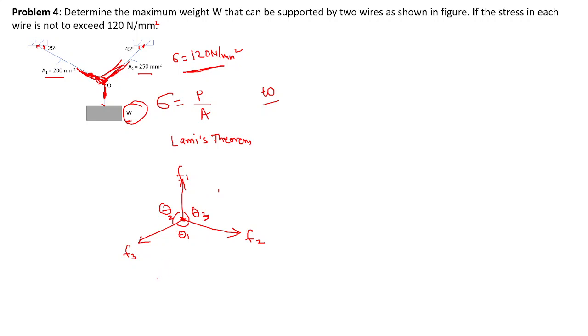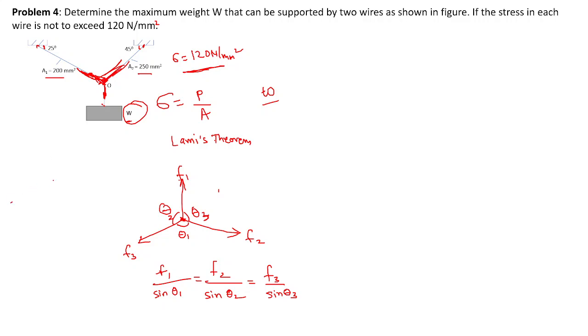So in that condition, the equilibrium of the forces will be F1 divided by sine of the opposite angle, sine theta 1, equal to F2 divided by sine theta 2, equal to F3 divided by sine theta 3. This is the relation between those three forces passing through a single point. So here it's the same condition.